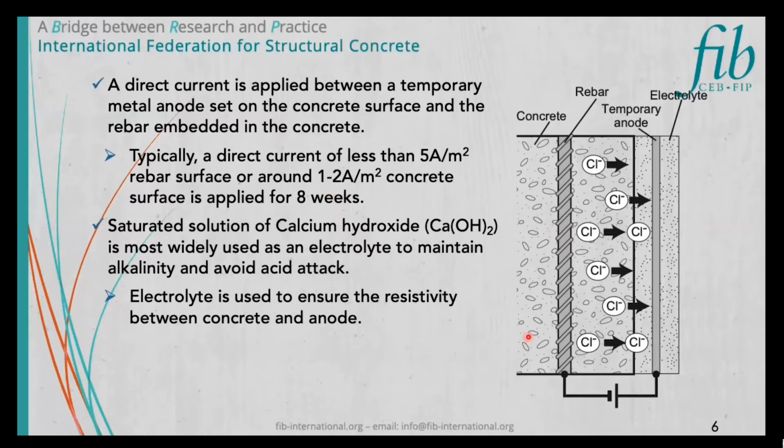Chloride in the concrete moves from inside towards an anode by electrophoresis. In this technique, saturated solution of calcium hydroxide is most widely used as an electrolyte to maintain alkalinity and avoid acid attack. Another role of electrolyte is to ensure the conductivity between concrete and anode to make the migration easy.